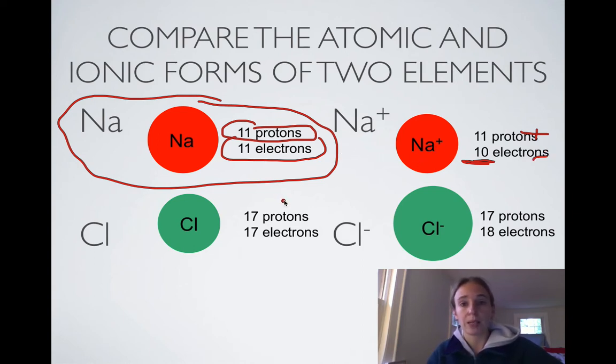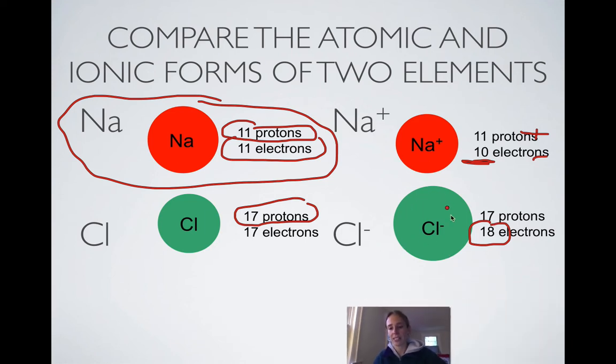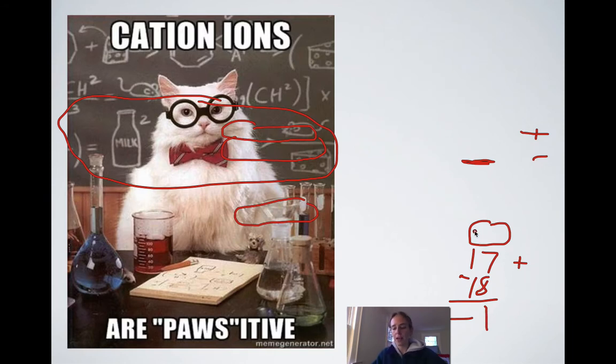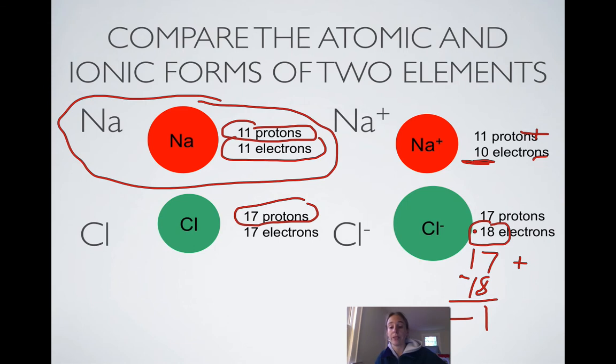Chlorine's atomic number is 17, so that means it has 17 protons. When it's just neutral chlorine, it's got 17 electrons. But chlorine has a tendency to gain 1 electron, and so the ion, the monatomic anion chloride, has 18 electrons. So you can always check the math here. 17 positive charges minus 18 negative charges, they offset each other to be an overall charge of minus 1. So that's why the chloride ion has a charge of minus 1.